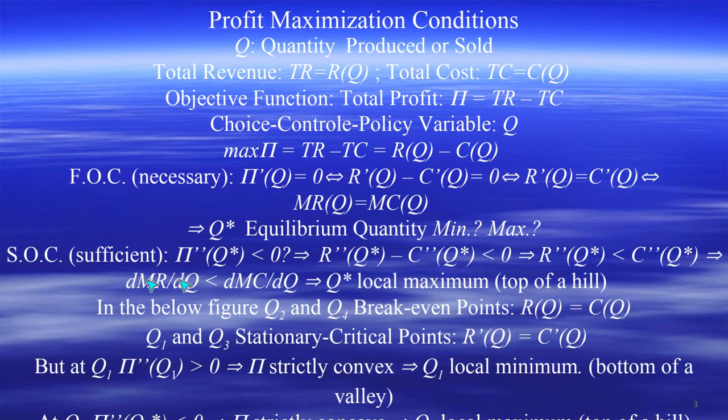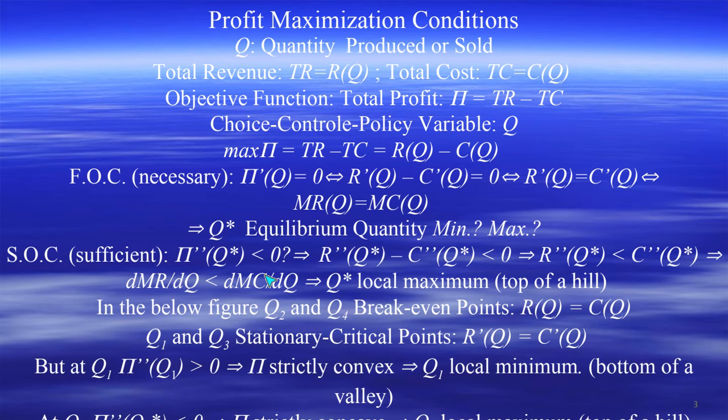R double prime is the derivative of the marginal revenue function, which is geometrically the slope of the marginal revenue. The second derivative of C, the total cost, is the first derivative of the marginal cost, which is the slope of the marginal cost. That means the slope of the marginal revenue should be less than the slope of marginal cost in algebraic terms, not in absolute value.